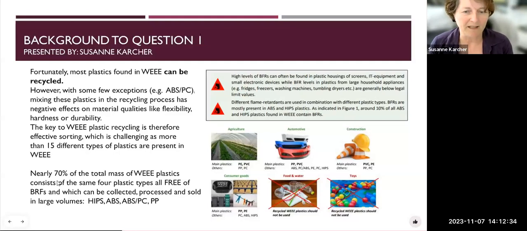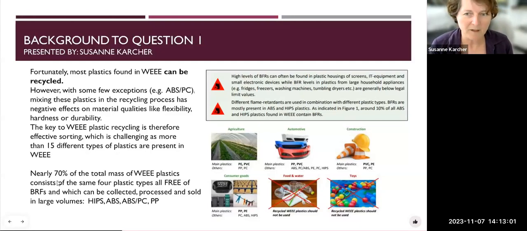And we do know, and that should also create a business case, that 70% of the total mass of e-waste plastics consists of only 4 types of plastics. We fiddle around with about 15 different types of plastic that we need to distinguish, but 70% of them are actually the same, which is basically high impact polystyrene (HIPS), ABS, an ABS-PC mix, and polypropylene.